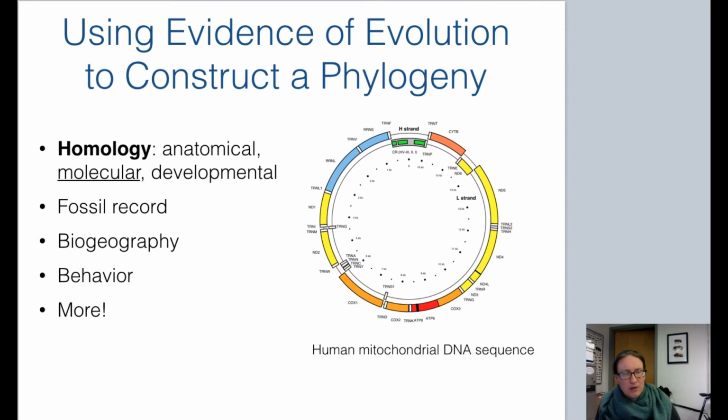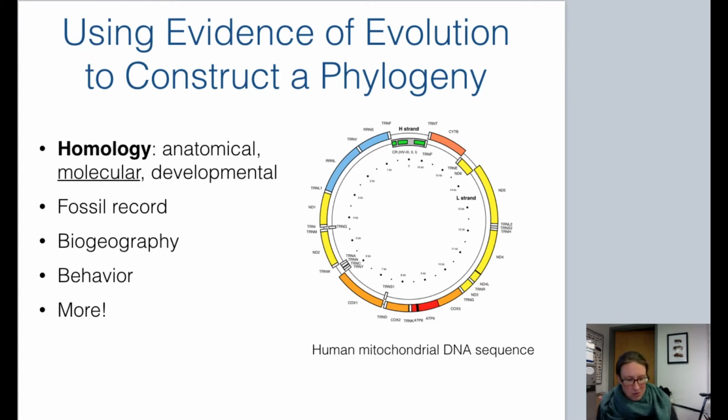But we don't stop there. Now that we can sequence different organismal genomes, we can also use genetic sequence similarities to infer evolutionary relationships. That's referred to as examining a molecular homology. And to give you one example of how this is done, one sequence that is very frequently used across organisms is the sequence that's found within mitochondrial DNA.